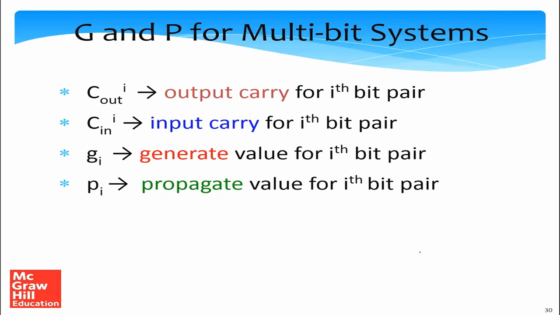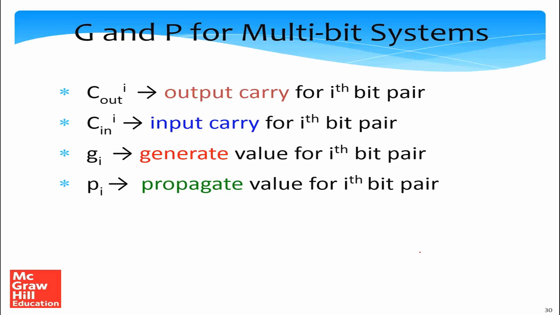So let's now consider a multi-bit system where a block does not have one bit each of A and B, but it has multiple bits. So let's define some simple terminology first. Let's say that C out i means the output carry for the ith bit pair. Similarly, C in i is the input carry for the ith bit pair.